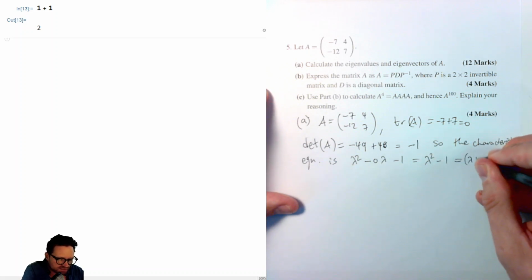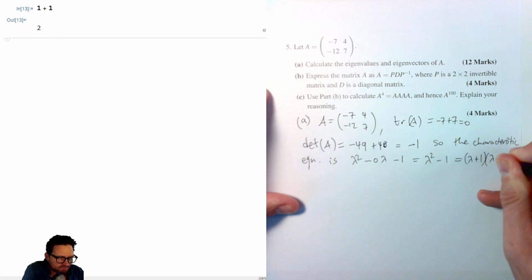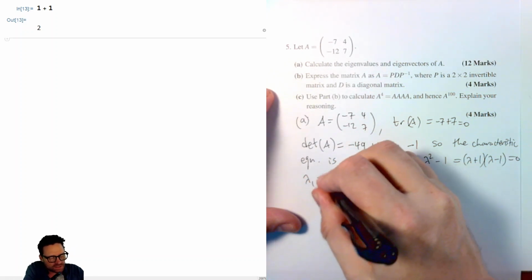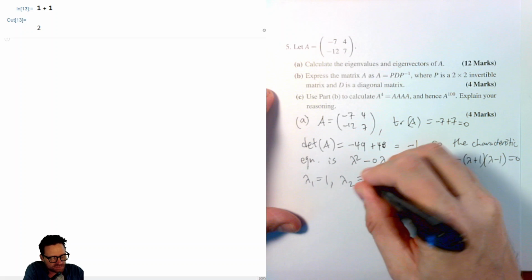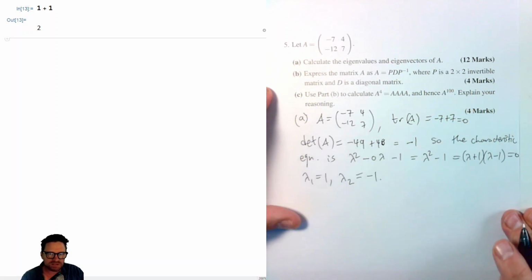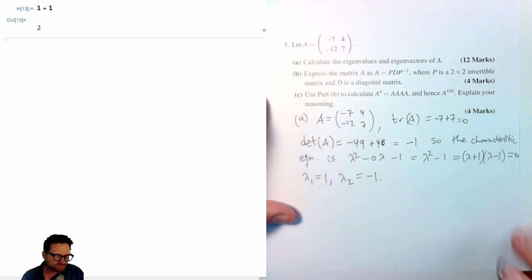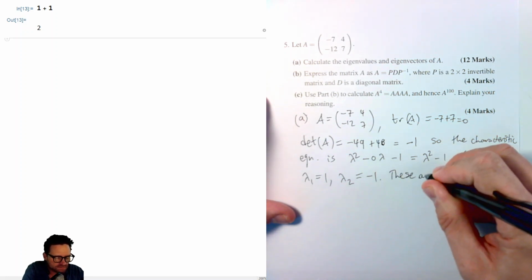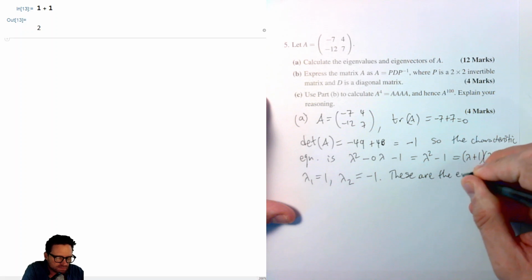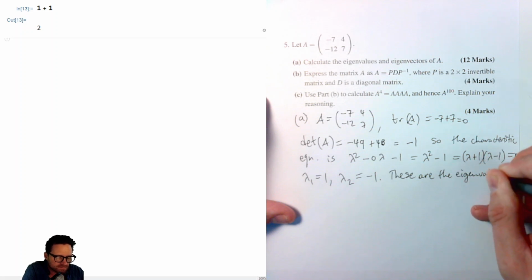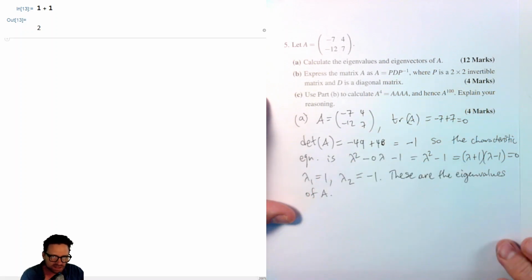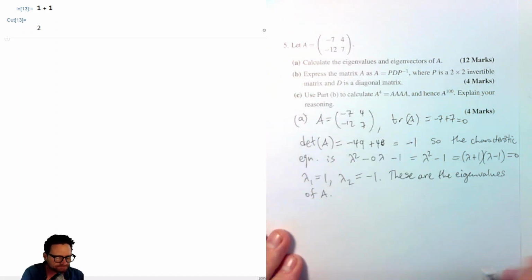And we can factorize this easily. And this is equal to 0. Okay, so let's say lambda 1 is 1 and lambda 2 is minus 1. So we have our eigenvalues. Okay, so now let's find the eigenvectors of A.